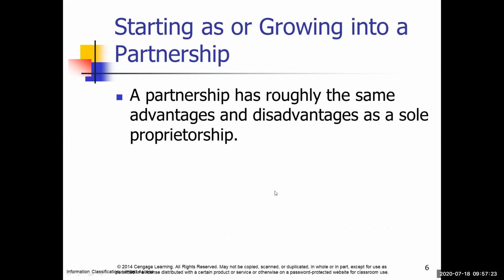The next form is the partnership. Partnership is nothing but an extension of sole proprietorship. In a sole proprietorship, there is only one person. In a partnership, it can be more than one person, and under the Indian Partnership law it has to be a maximum of 20. It has the same advantages and disadvantages as a sole proprietor concern.